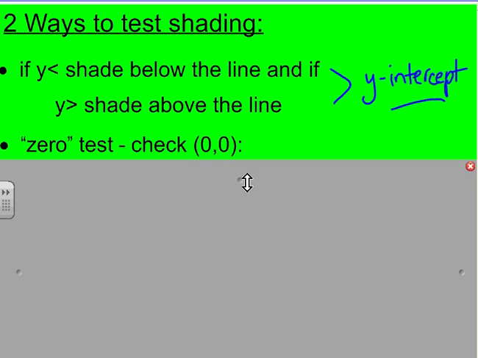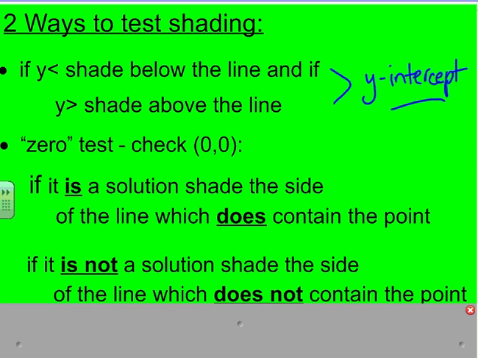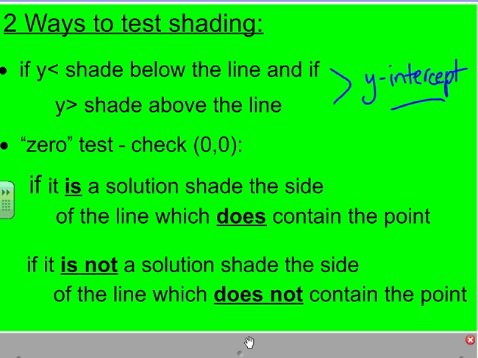This is also a great way to test and see if a particular point is a solution, kind of what we just did in examples 1 and 2. What we would do is plug in and test if it is a solution. If it is a solution, we would shade the side of the line that contained the point. In other words, it would include it, so we would shade it. This would be a true situation. If it's not, we would shade the side of the line that does not contain the point. This is a false solution.